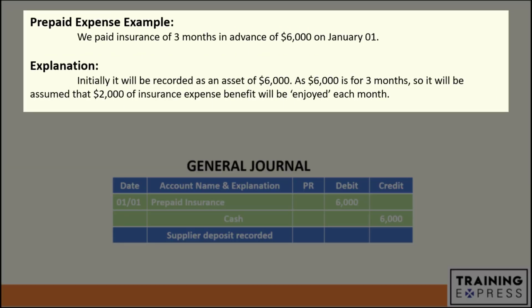Let's look at a prepaid expense example. We paid insurance of 3 months in advance of $6,000 on January 1.